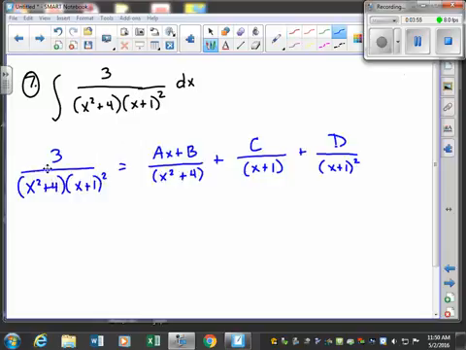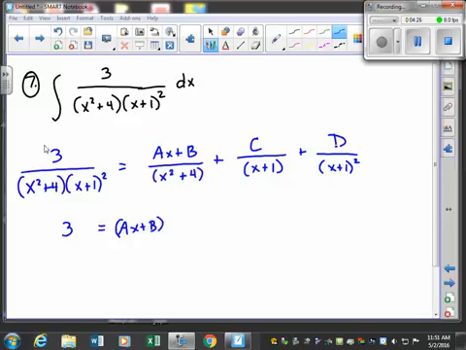Okay, just working with this, we break this down. This is just one term. So I put it here, but it's a quadratic, so we'll have Ax plus B in the numerator. This guy is a multiple, so it has a buildup, (x plus 1) squared, so that's just going to be C and D because it's linear. Of course, then I'll set up the next step.